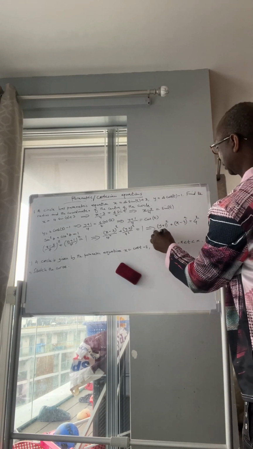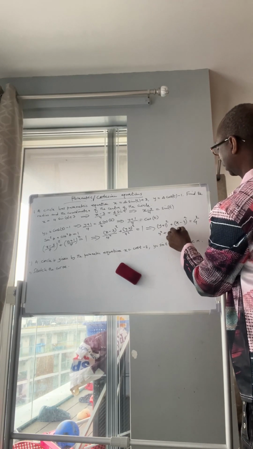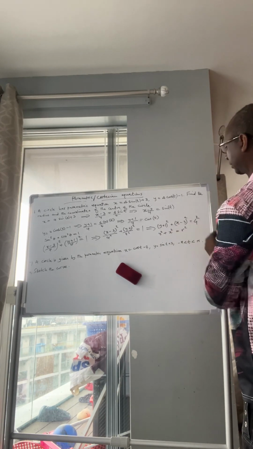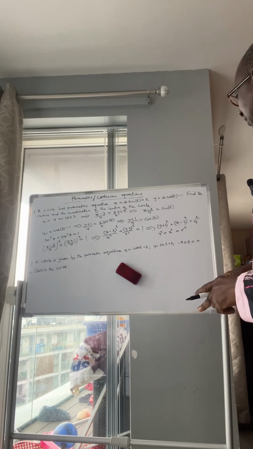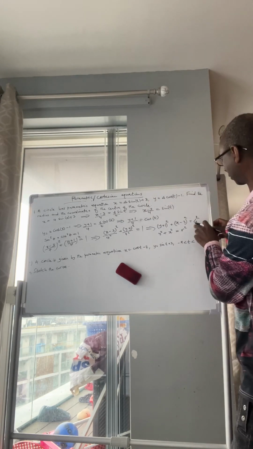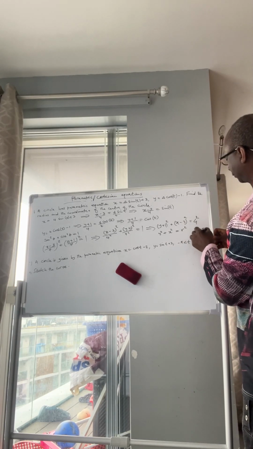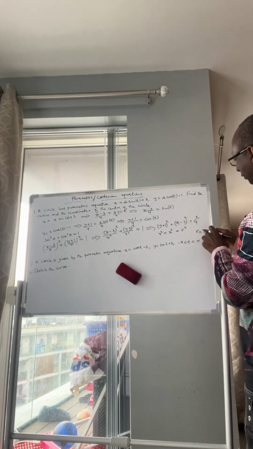It's y squared plus x squared equals r squared. This is the equation of a circle. That's what we've got here. So our radius now is 4. 4 squared. Radius is 4.